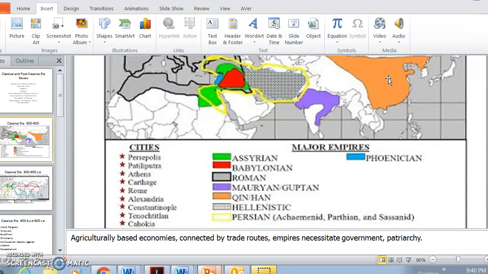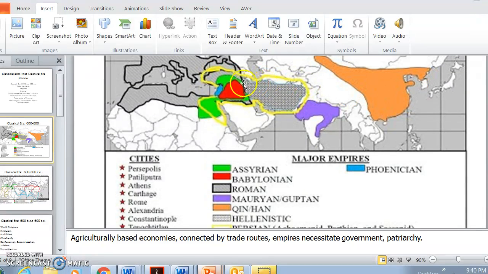Then you have the Hellenistic kingdom, which is Alexander the Great. Alexander the Great starts really right around here to the north of Greece, then conquers the Greeks, which is also another classical empire. And as he tries to expand his own empire, in doing so, he actually spreads Greek culture, which is known as Hellenism or Hellenistic culture.